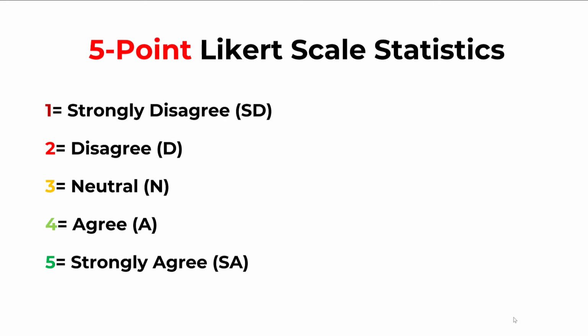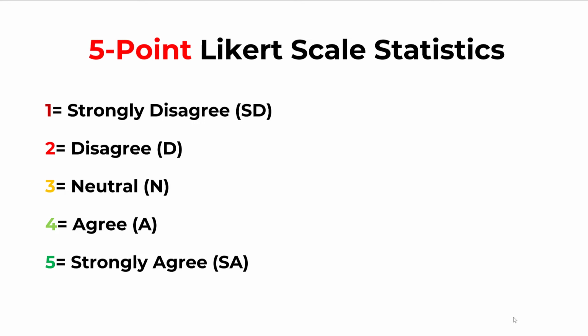To start with, a 5-point Likert scale is coded from 1 strongly disagree, 2 disagree, 3 neutral, 4 agree, and 5 strongly agree. And the coding and this order is very important. If you don't know how to code, you can watch one of the videos shared in the description box below.